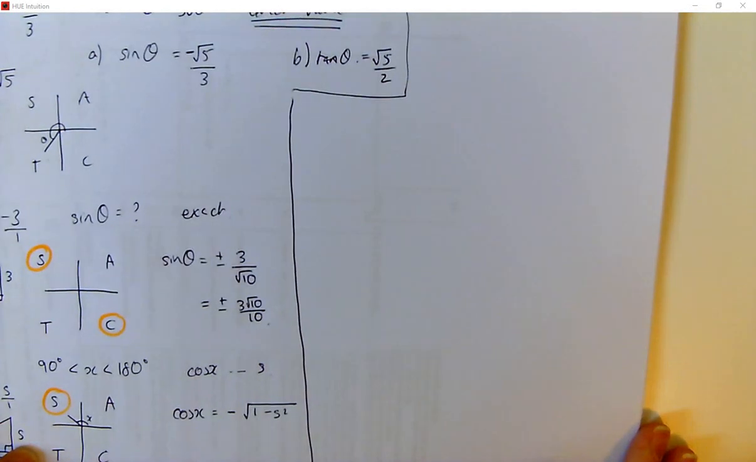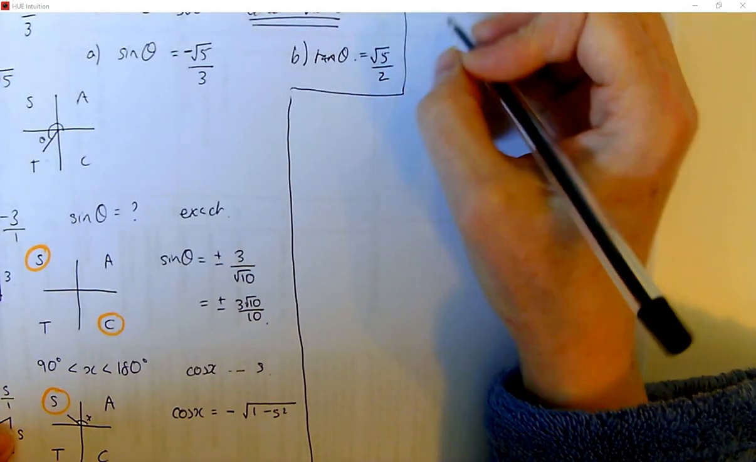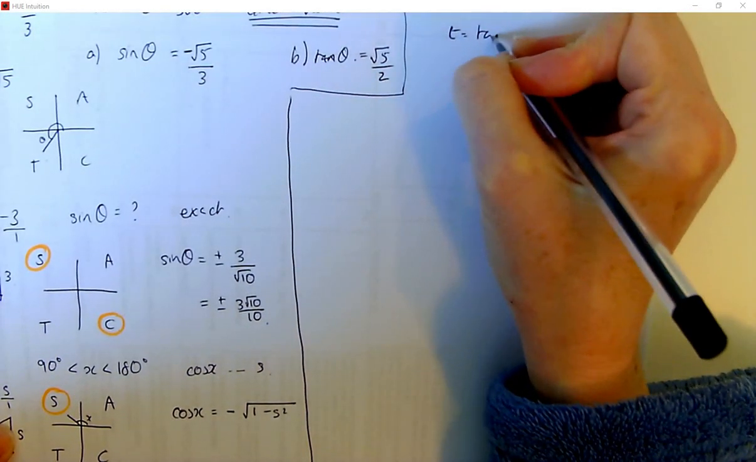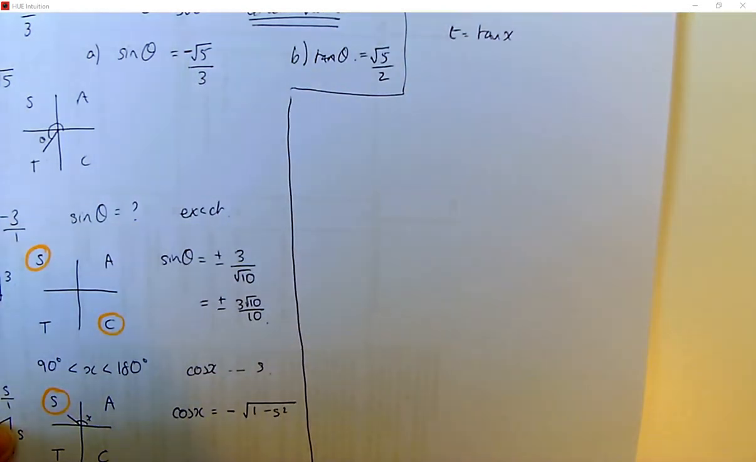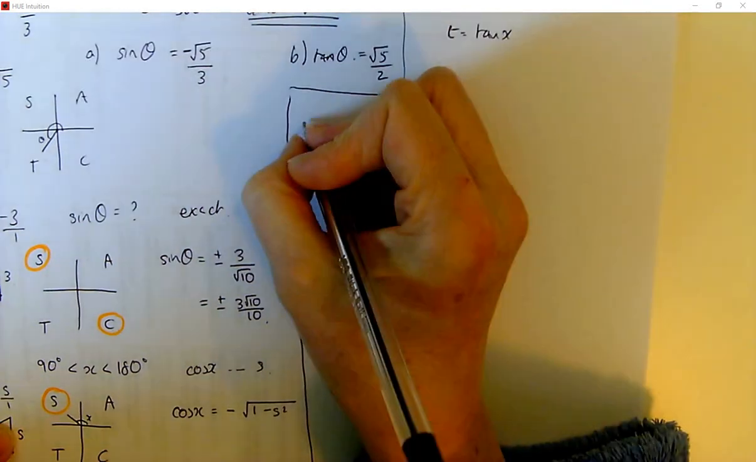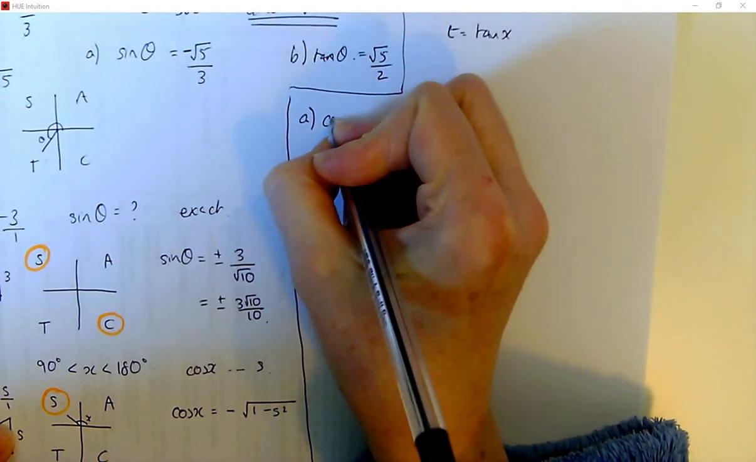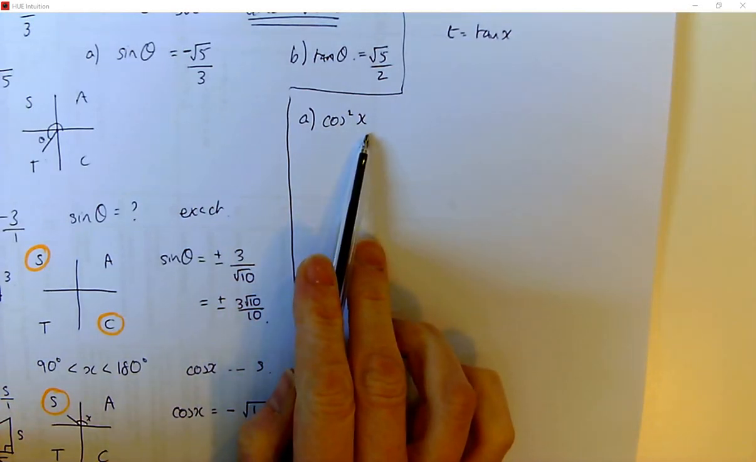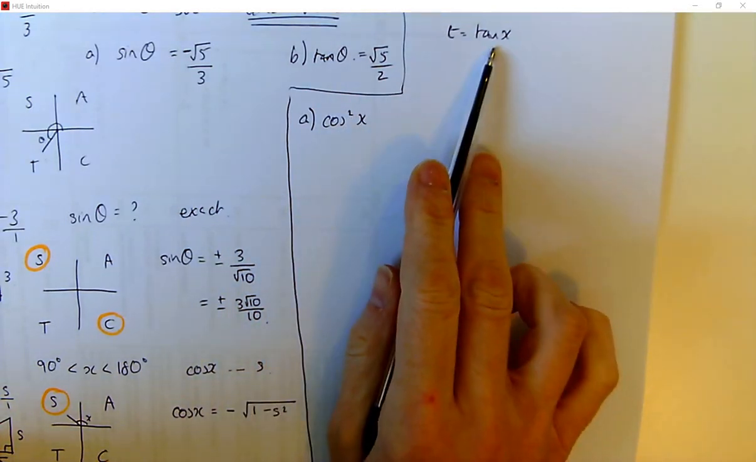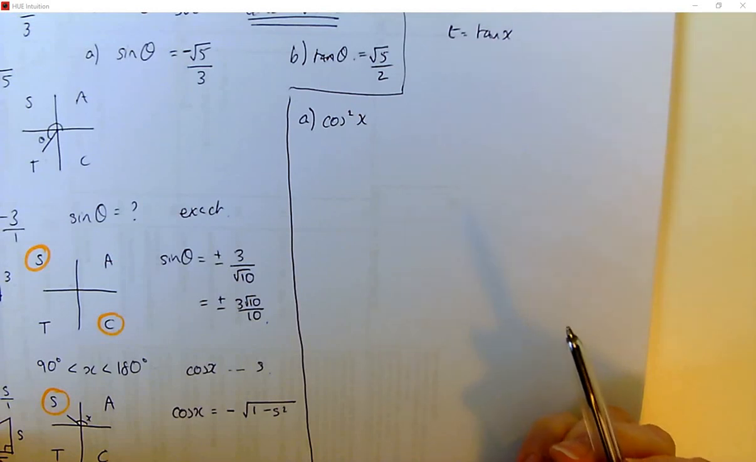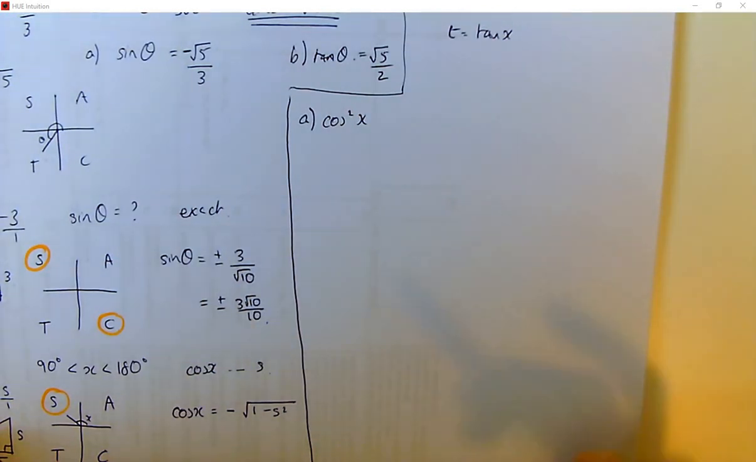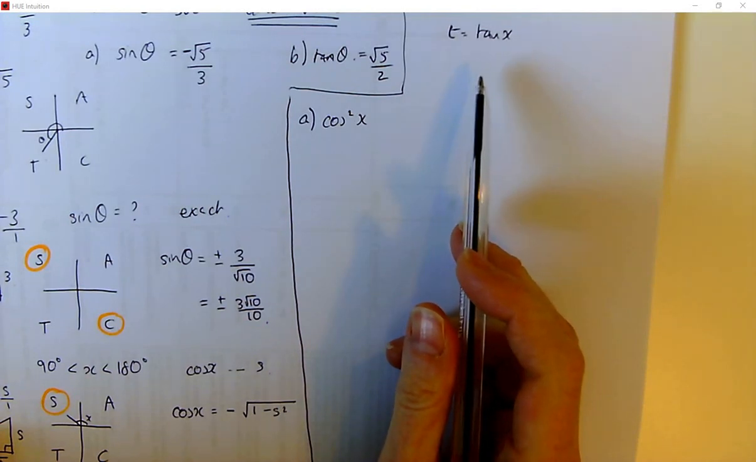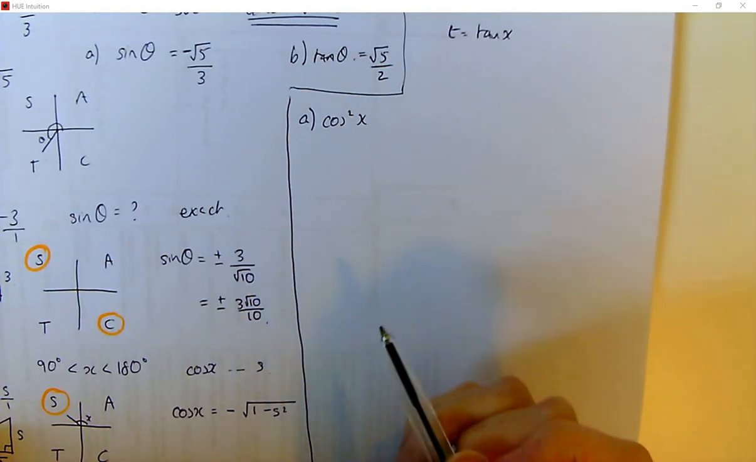Okay, in question 11 we have t is equal to tan x, and we have to express all of these different things in terms of tan. First of all we've got cos squared x. Now I don't know an identity that relates cos squared to tan squared, but we'd have to use a combination of sine squared and cos squared and tan squared, and I will show you that as well, but I'm going to show you how easy this is using our right angled triangle.